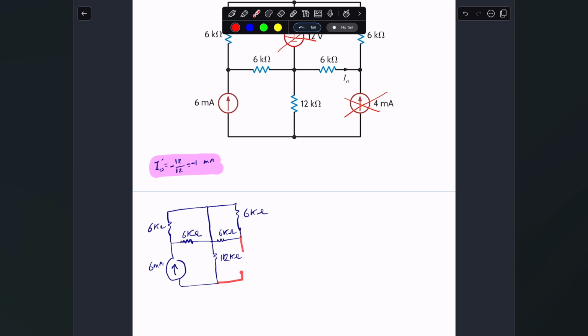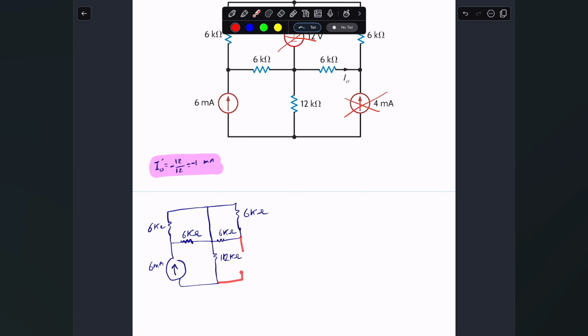So we can use current division for that, and in the case where the two resistors are equal, it simply tells me that the current is being divided in half. So I can just say I naught prime prime prime is simply negative 4 divided by 2, which is negative 2 milliamps.